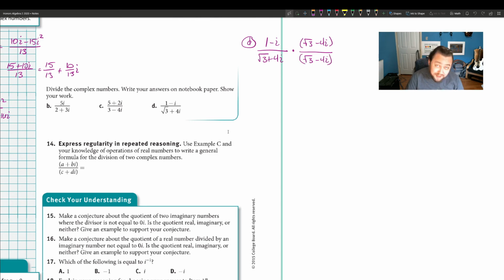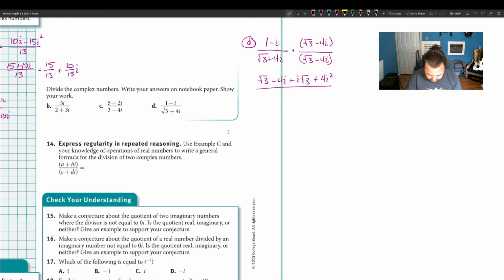Okay, 1 times square root of 3 will be the square root of 3. 1 times negative 4i will be negative 4i. Negative i times square root of 3 will be plus i root of 3. And negative i times negative 4i will be positive 4i squared. We'll deal with combining the like terms in a minute. Let's look at the bottom now.